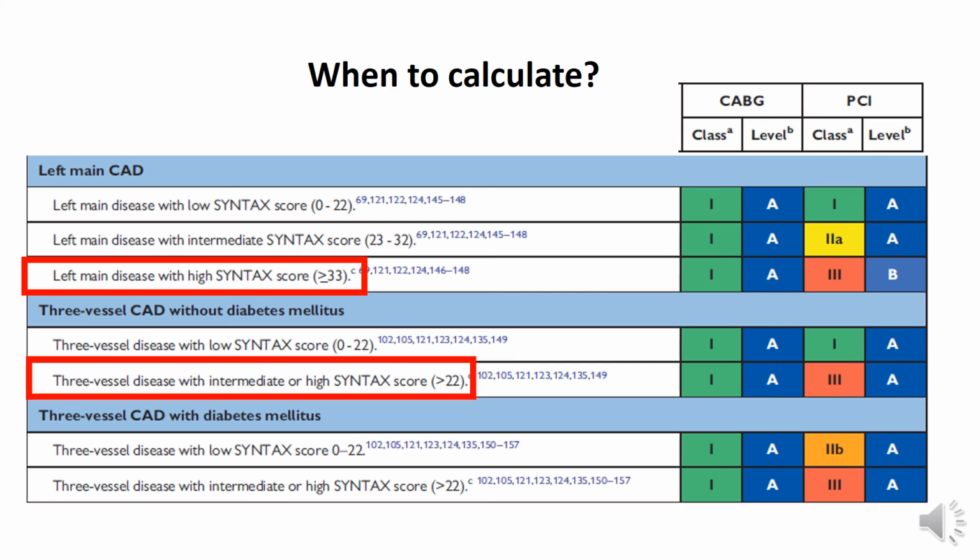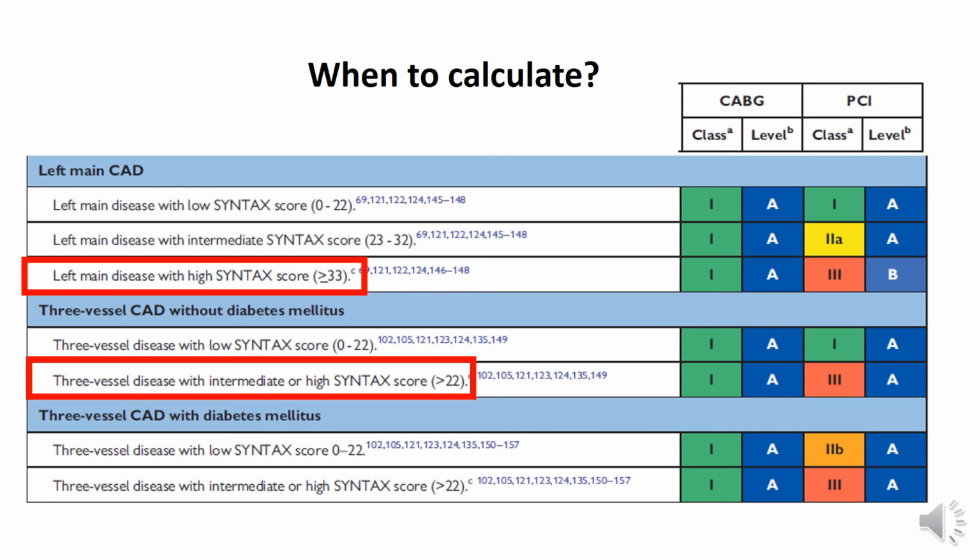if the patient is accepting. In case you have a score between 23 and 32, you have either option, but still CABG might have more benefit regarding less need for revascularization and less target lesion failure. If the score is low, between 0 and 22, you have both options with equal results.